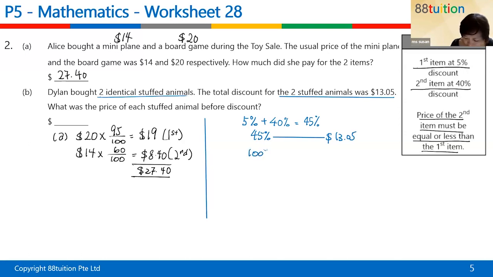So how are you going to find the 100%? Remember the overhead bridge again. I say $13.05 divided by 45 multiplied by 100. And this will get down to $29.